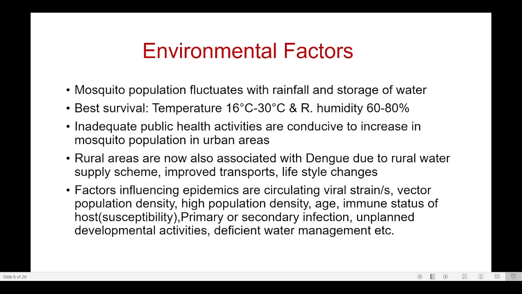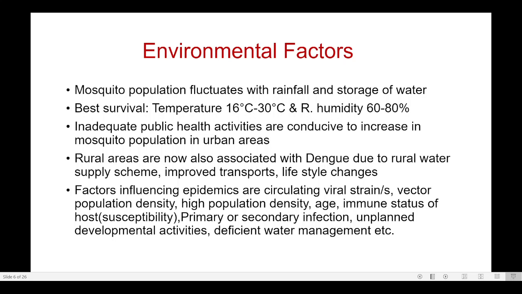Now the environment. All of you know that the mosquito population fluctuates with rainfall and storage of water. A relative humidity of 60 to 80% and a temperature of 16 to 30 degrees centigrade is optimum for best survival of the mosquito population.